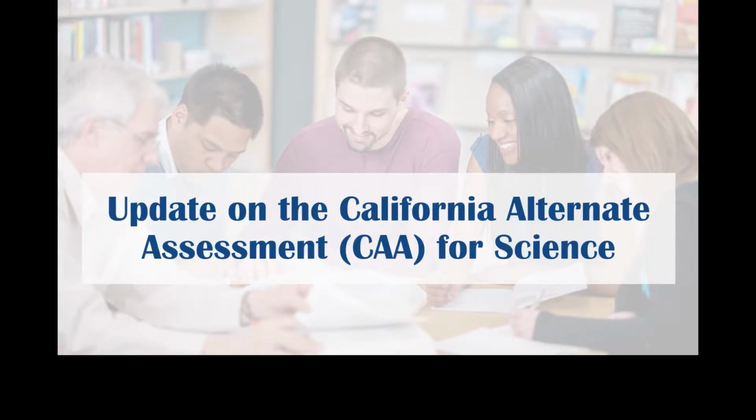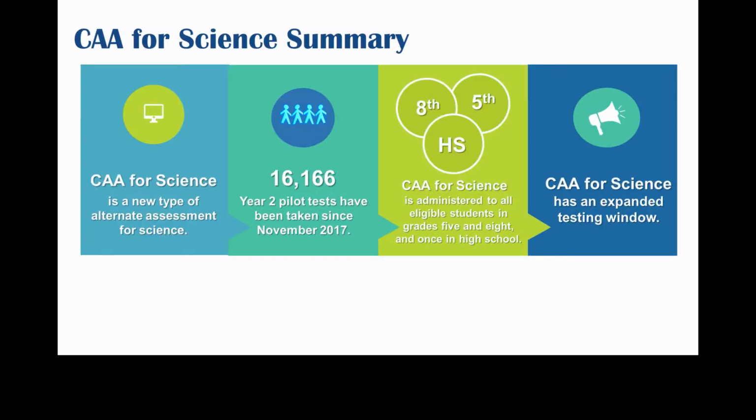And now for an update on the development of the California alternate assessment for science. The CAA for Science is a unique assessment that allows test examiners flexibility as to when to administer the embedded performance tasks. The examiners can administer the task immediately following instruction rather than waiting for spring to assess the students. That's what's different and unique.